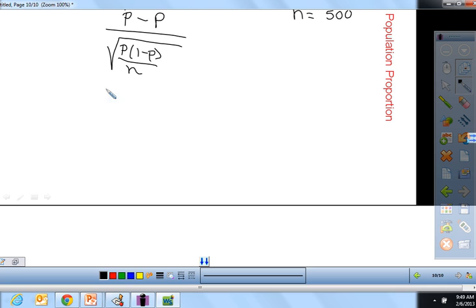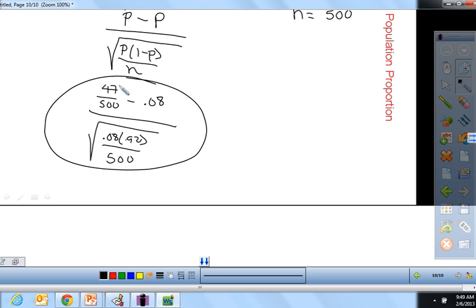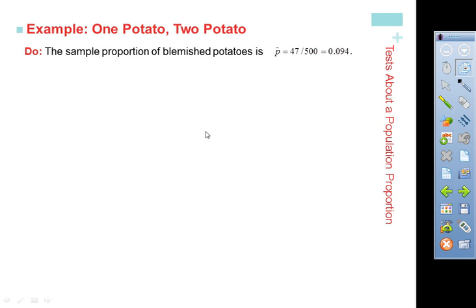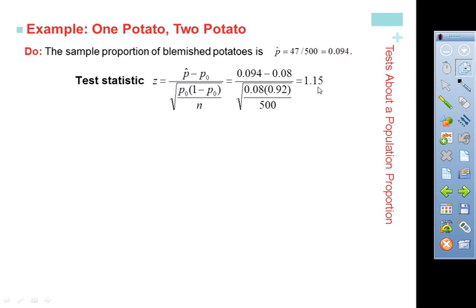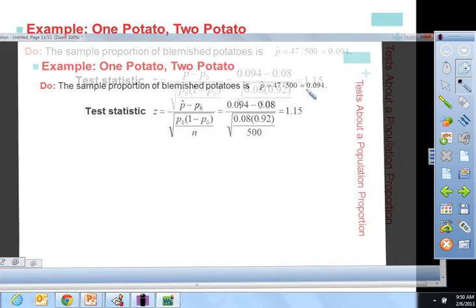So I'm going to take 47 over 500 minus 0.08 over the square root of 0.08 times 0.92 all over 500. And this is plugging it in, okay? So this is what I'm going to put into the calculator. Try to not round if at all possible. Do not truncate or round, keep your decimals until you get all the way to the end. So they show you this is where it comes from, and they get this test statistic to be 1.15.